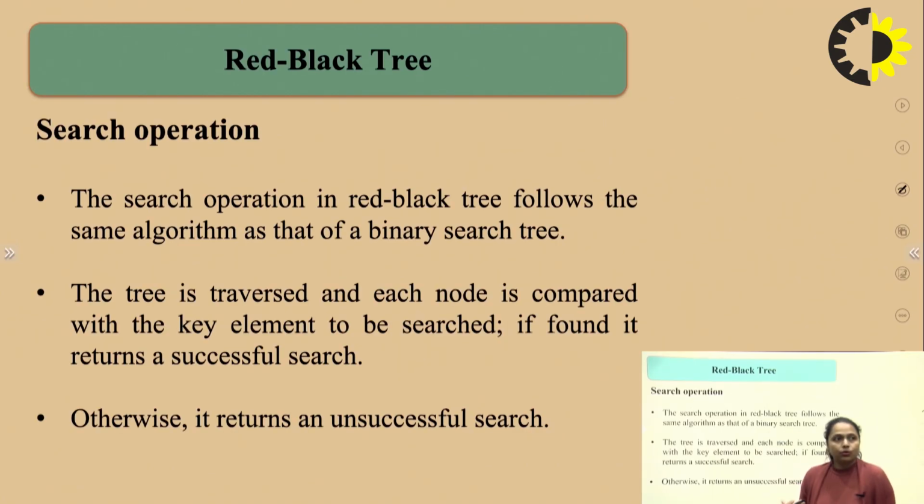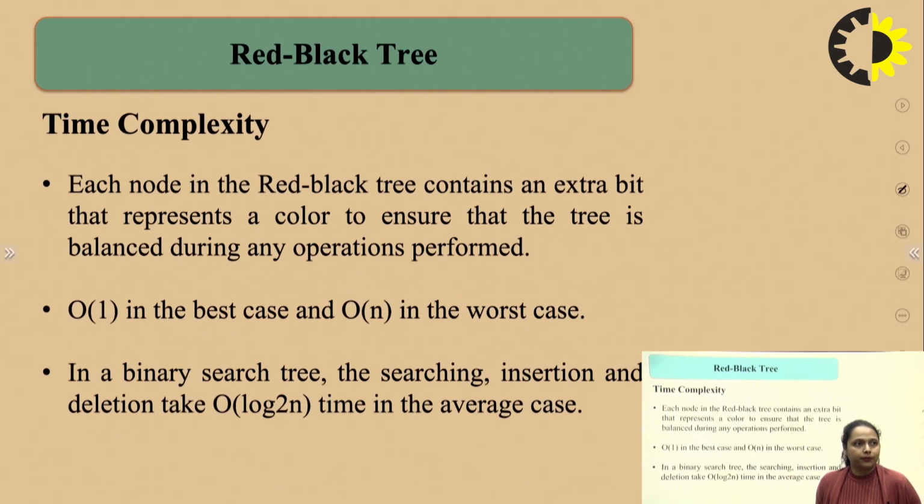Now, how to search the data in the red black tree? The concept is simple, that is, as we search data in the binary search tree, when first the data is compared with the root node, then as per the value of the data, we will look either in the left subtree or right subtree of the tree.